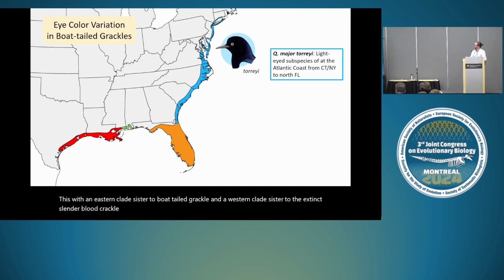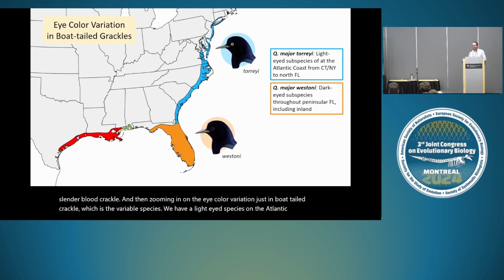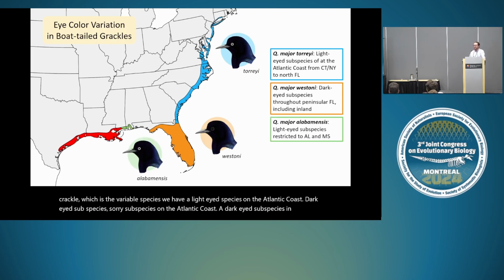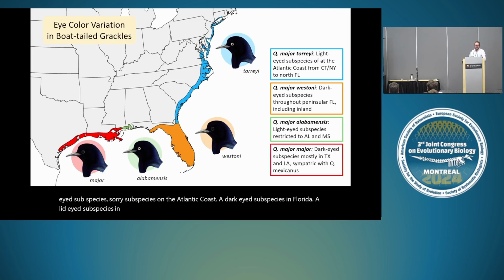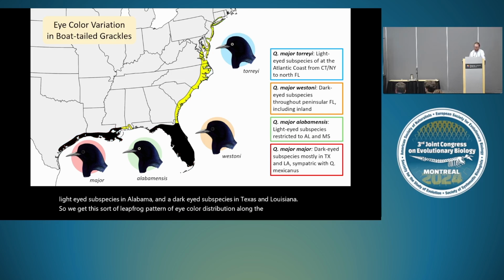And then zooming in on the eye color variation just in boat-tailed grackle, which is the variable species, we have a light-eyed subspecies on the Atlantic coast, a dark-eyed subspecies on the Atlantic coast, a dark-eyed subspecies in Florida, a light-eyed subspecies in Alabama, and a dark-eyed subspecies in Texas and Louisiana. So we get this sort of leapfrog pattern of eye color distribution along the coast.